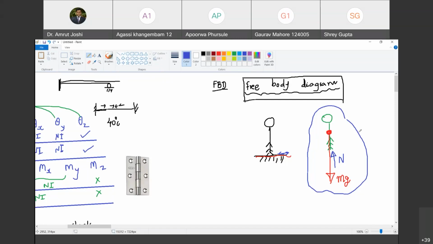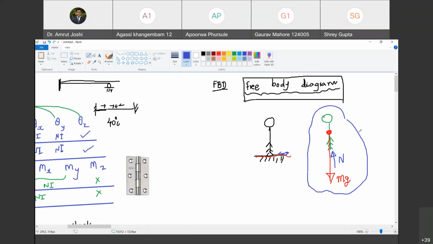Happy? Yes, sir. As a quick food for thought, I will ask you: is self weight internal or external to the body? Tell me. It depends on the earth gravity, I think. No. I mean the weight of the person. If you are considering the person as a body, is the weight of the person internal or external? That would, I would say, internal.